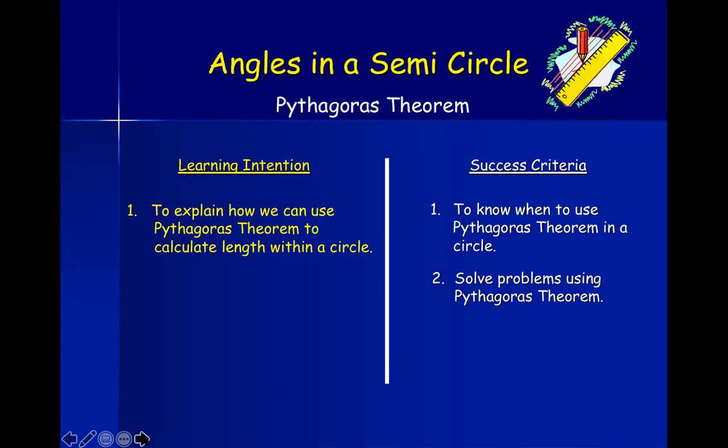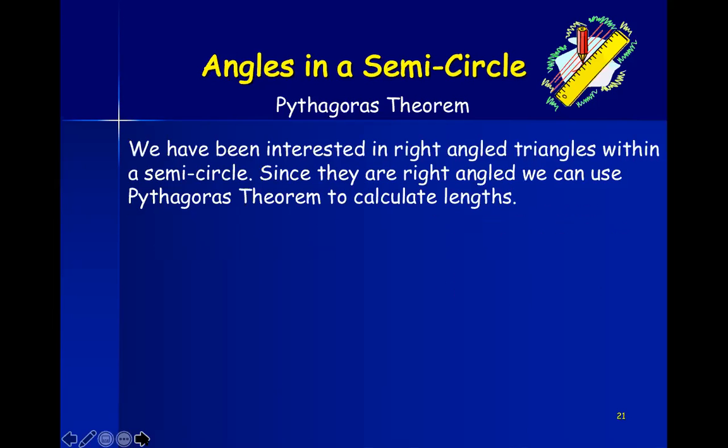We're going to solve problems using Pythagoras theorem. Okay? So we've been interested in right angled triangles within a semicircle. And since they are right angled, like I said, we can use Pythagoras to calculate missing length.